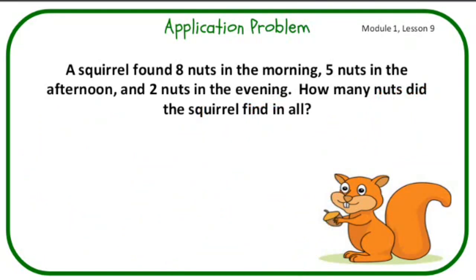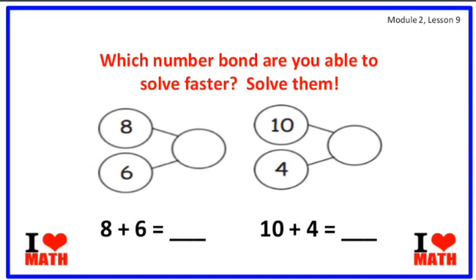Very good. Now let's move on. Which number bond are you able to solve faster with? Solve them. Now we have two number sentences here. 8 plus 6 equals dash, and 10 plus 4 equals dash. Are you ready? Now, which number bond is easier, is faster to solve with?